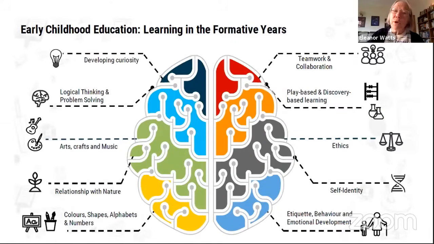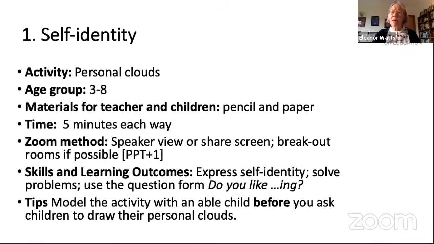So we've got developing curiosity, logical thinking, arts, crafts and music, relationship with nature, colours, shapes, alphabets and numbers, teamwork and collaboration, play-based and discovery-based learning, ethics, self-identity, and etiquette and behaviour and emotional development. Now, that is a huge amount to do in 90 minutes, but I have found one activity for each of these that may develop those particular sides of the brain. And we're going to be thinking about how we can adapt the activities for Zoom or another platform like that.